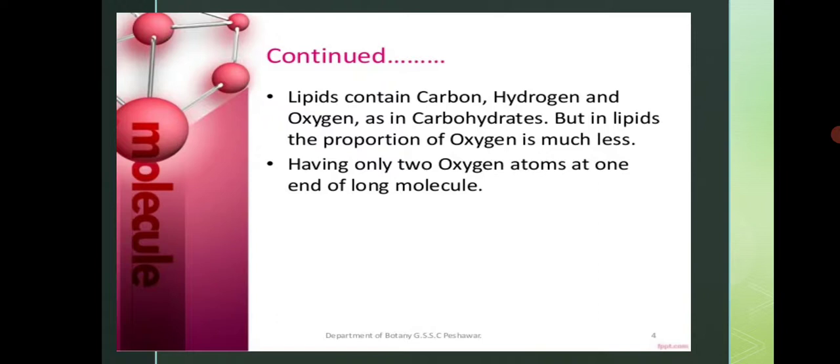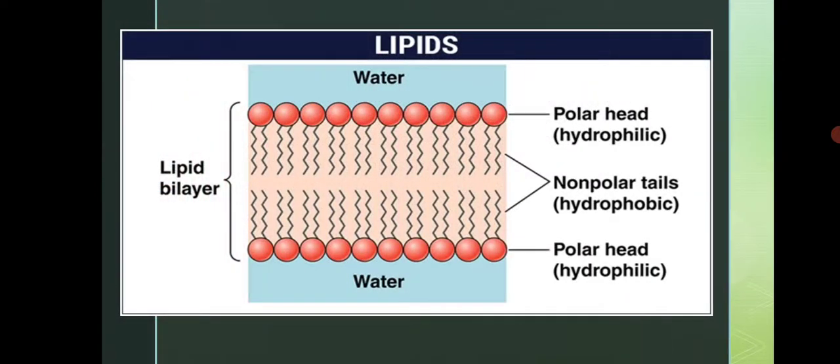आप कोई भी लिपिड का एग्जाम्पल लीजिए, you take fatty acids or you take glycerol, oxygen is present but in the less amount as compared to the carbon and hydrogen. So if we see the composition of lipid, it is made up of carbon, hydrogen and oxygen, but oxygen is present in less amount.